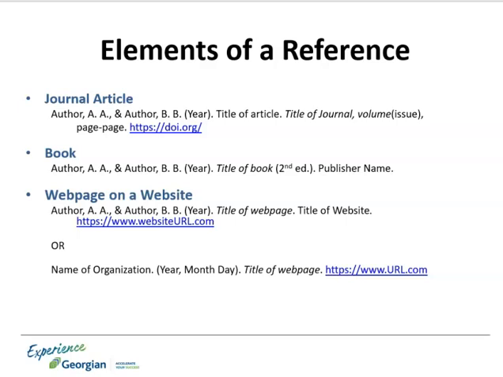Starting with the journal article, you will start with the author's last name, followed by a comma, then the letter of their first initial with a period, followed by the initial for their middle name if they have one. If they don't have a middle name, you only include the initial for their first name.